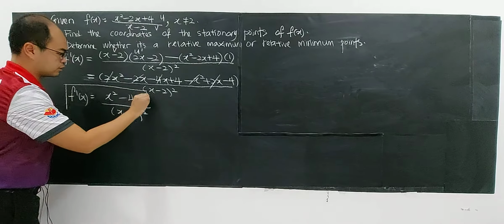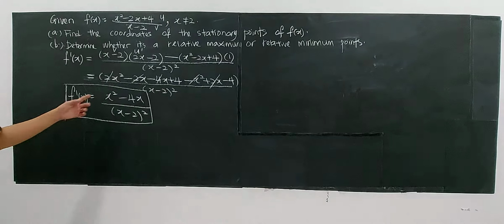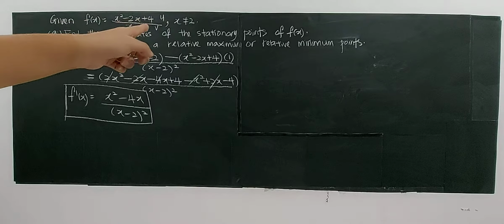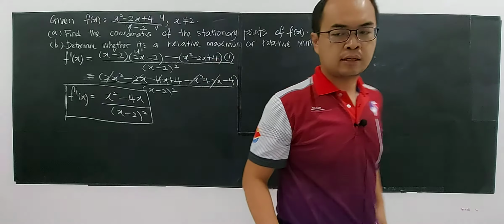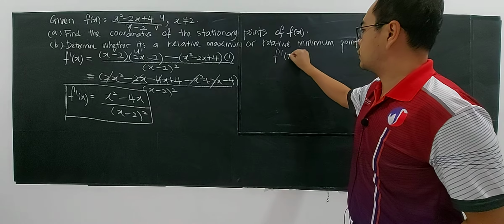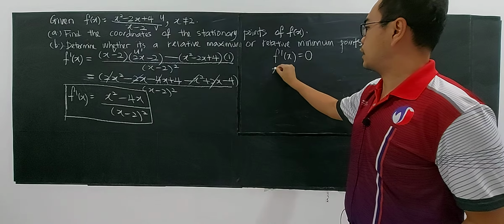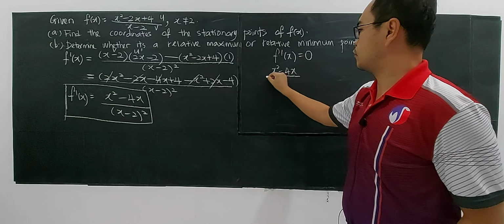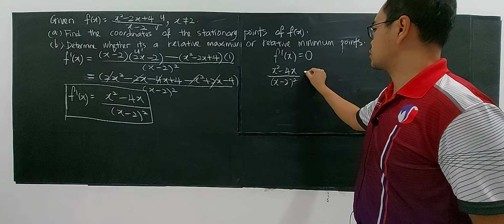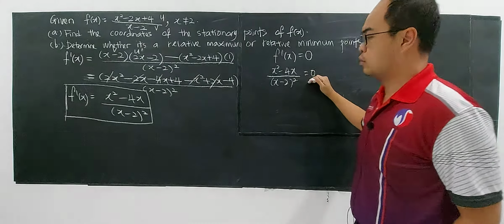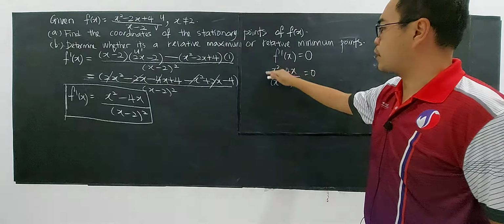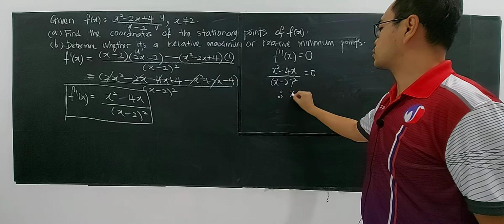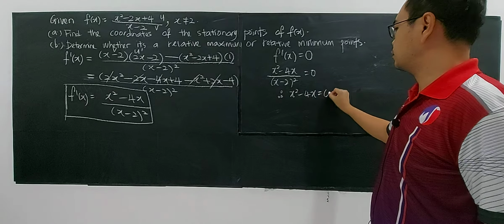So I'm going to use this first derivative to find the stationary point for this curve, or we want to find the relative extremum point. So we equate f prime x, the gradient function, the first derivative, equal to 0. So x squared minus 4x divided by x minus 2 squared equals 0. A fraction equals 0 means the numerator must be 0. In order for this whole thing to be 0, the numerator must be 0. Therefore, x squared minus 4x has to be 0.